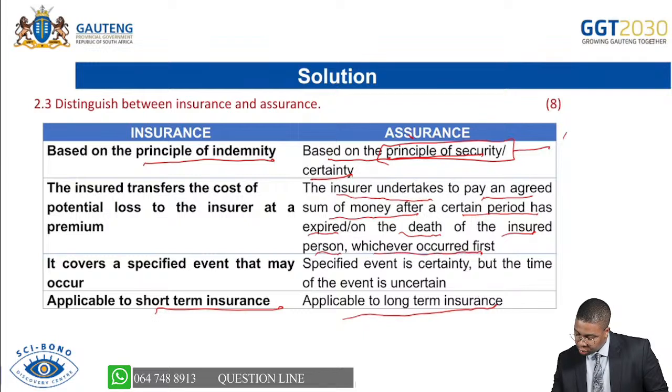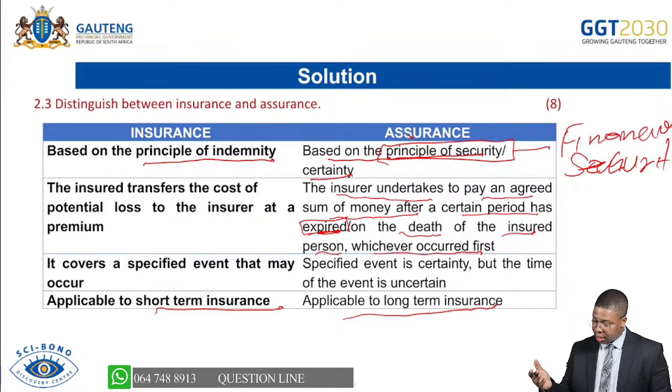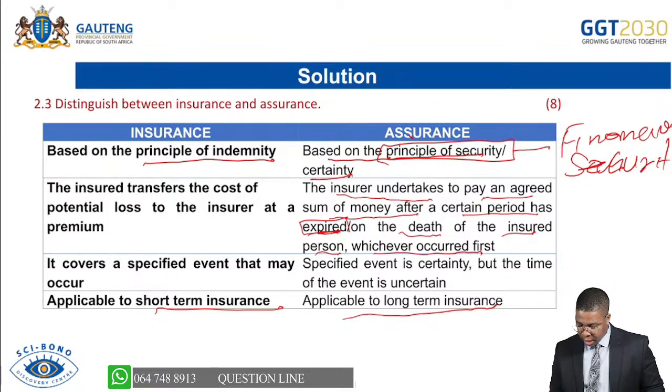And what security are we talking about? We are talking about financial security. To say when you have retired, when the employee is no longer working, they need financial security to keep up with their life. So it is specified. The specified event here is certain, but the time of the event is uncertain.